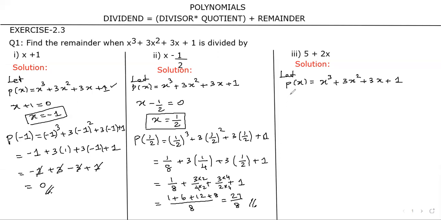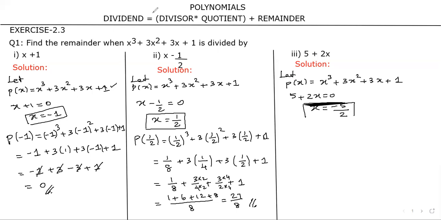Now here, let's just take 5 plus 2x equals 0. Now what is your x? Just when you take the positive 5 to the other side, it becomes negative 5. And this 2 is under multiplication onto this x. So it will go to the denominator. So minus 5 over 2 is the answer.